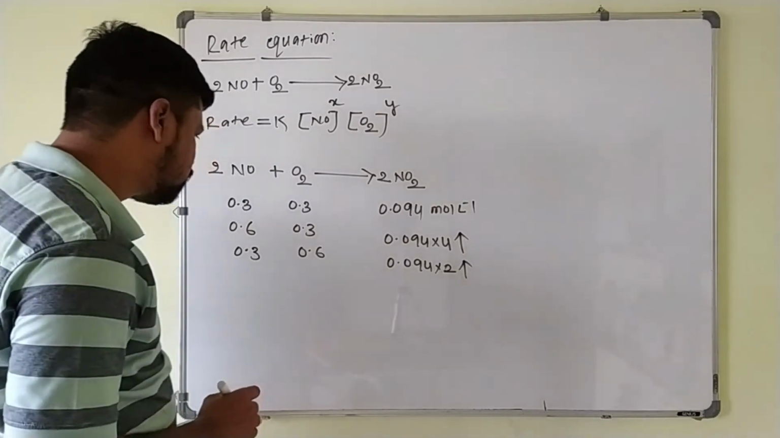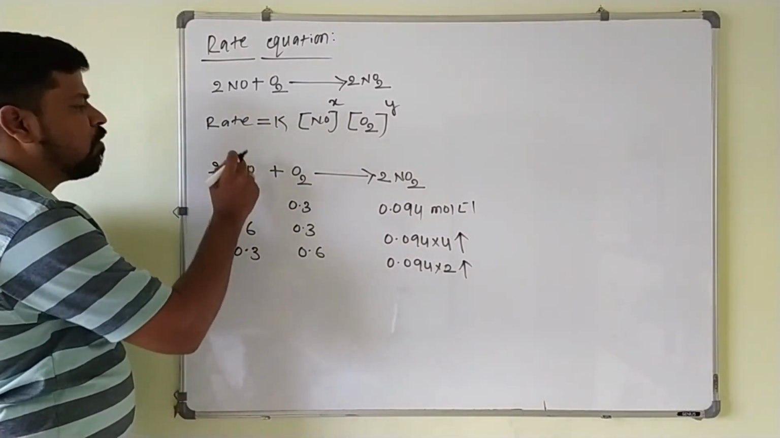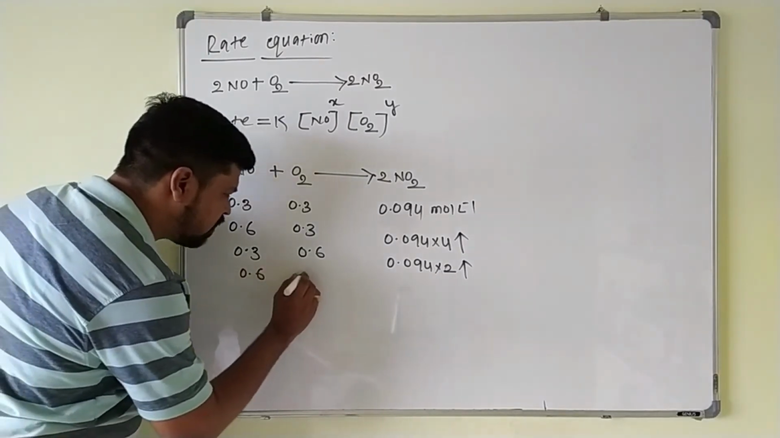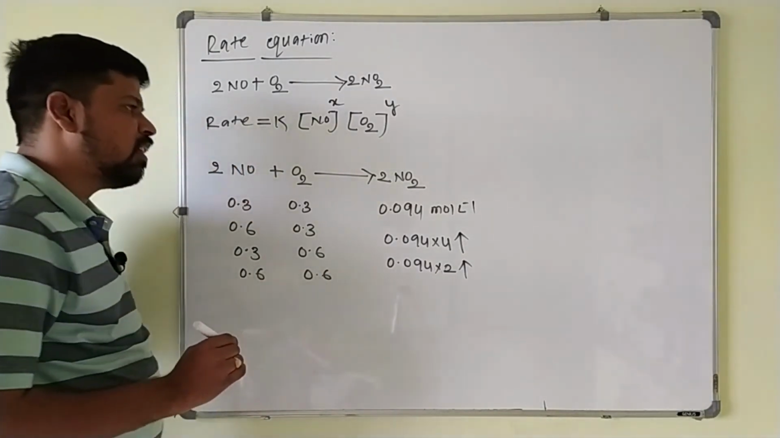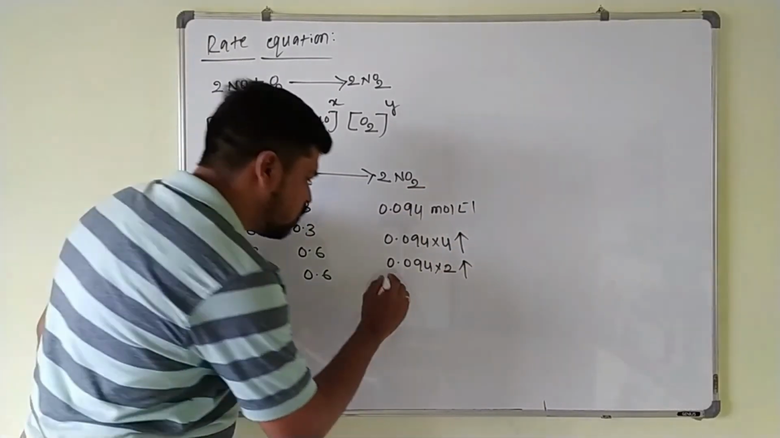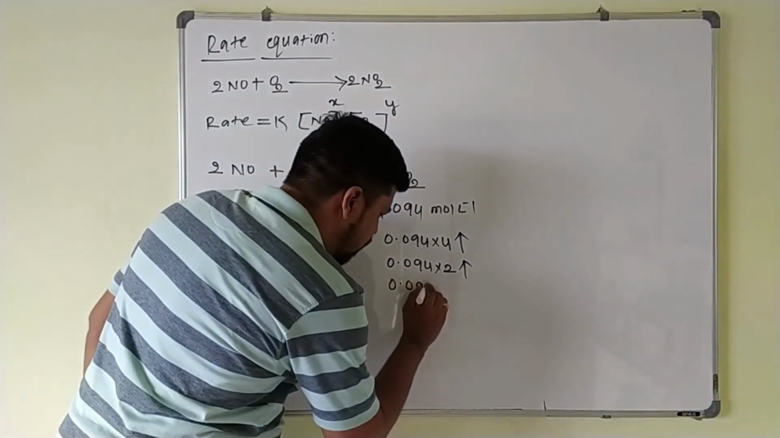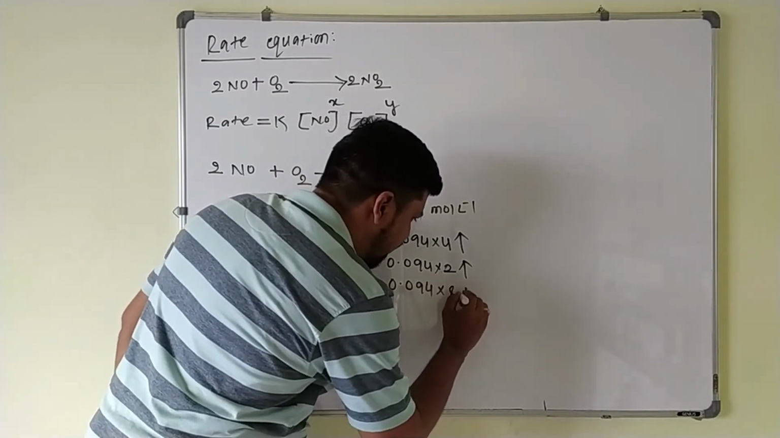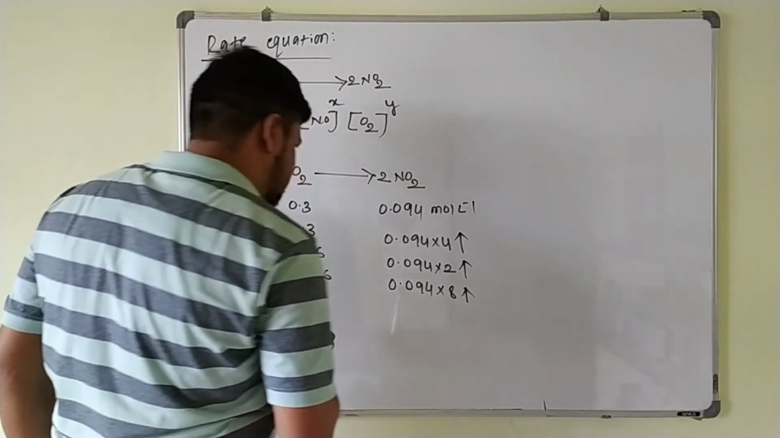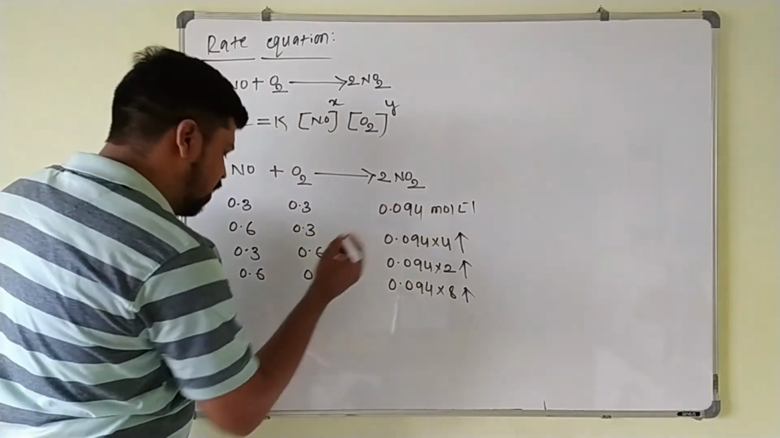Now if the concentrations of NO and O2 both are doubled, for example this is 0.6 and this also 0.6, then the rate of formation of NO2 increases by 8 times, that is 0.094 into 8 times.